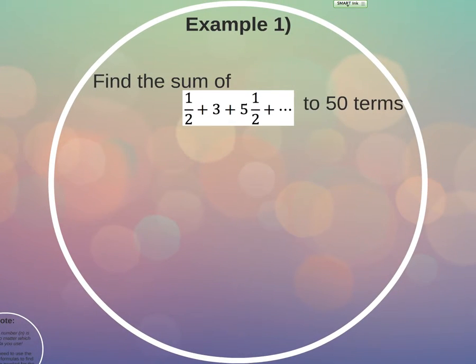All right, so example 1 is find the sum of this series, 1 half, plus 3, plus 5 halves, plus, and so on. We're going to keep adding a bunch of numbers until we get to 50 terms. So we're going to add the first 50 numbers in this list. We don't know what the very last number is, but we know it's going to be the 50th number in the list. I know that I'll stop after the 50th number.